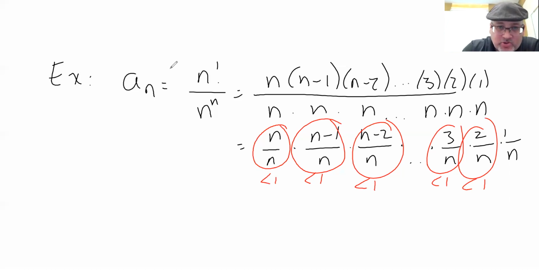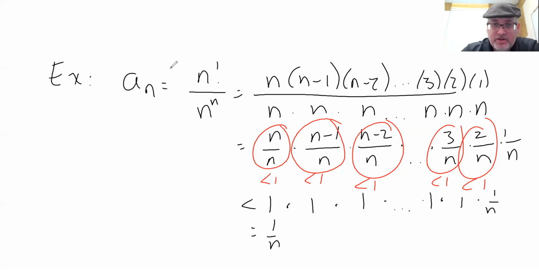Because all of these factors are less than 1, we know that this product is going to be less than 1 times 1 times 1 times 1 times 1 times 1 over n. Well, 1 times 1 times 1 times 1 over n is just 1 over n. And so what we've just done is we've shown that the nth term is less than 1 over n. But at the same time, it's also greater than 0, because both n factorial and n to the n will be positive for any positive integer n.